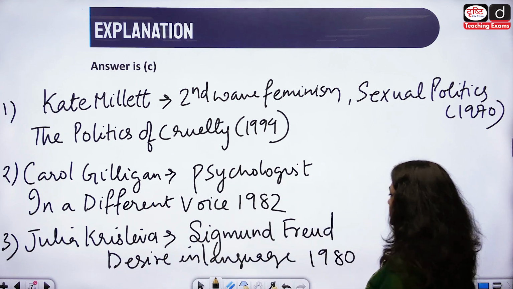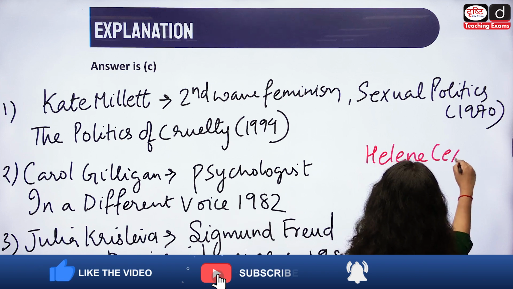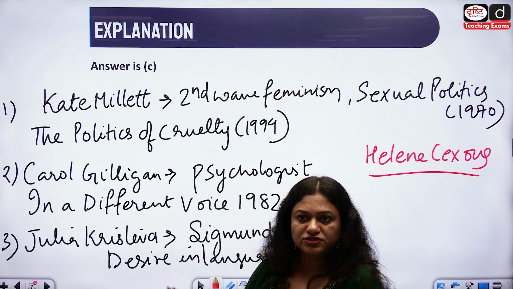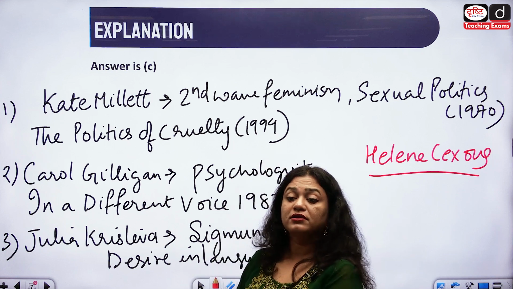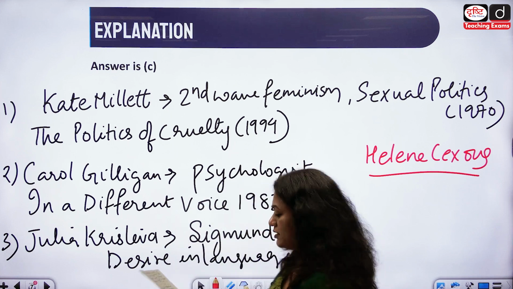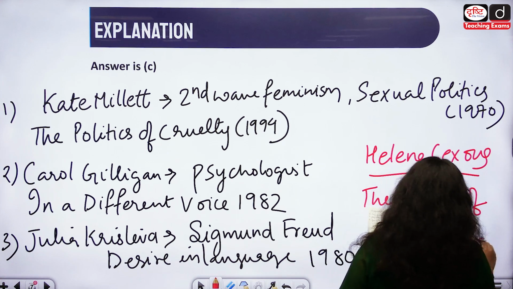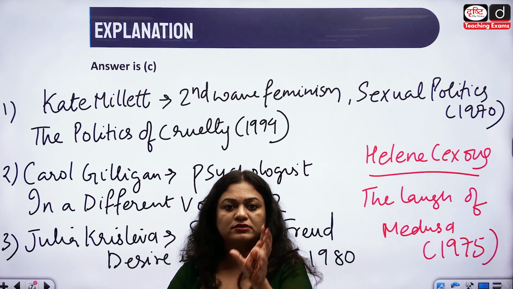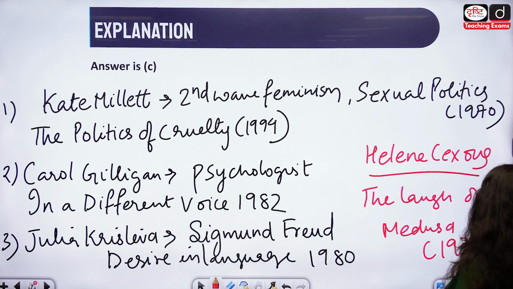Then we have the last thinker, Helene Cixous. She utilized Jacques Derrida's deconstruction theory as well as Sigmund Freud's theory of psychoanalysis in her work. She published an essay, The Love of Medusa, in 1975, and the concept of a creature feminine was coined by her in that essay, The Love of Medusa, 1975.